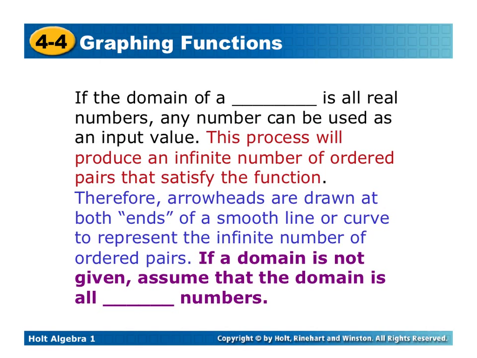One thing to keep in mind is that if the domain of a function is all real numbers, any number can be used as an input value. This process will produce an infinite number of ordered pairs that satisfy the function. Therefore, arrowheads are drawn at both ends of a smooth line or curve to represent the infinite number of ordered pairs. If a domain is not given, assume that the domain is all real numbers. So if they ever just give you an equation to graph, you have to assume that the domain would be all real numbers and you could put in any value.